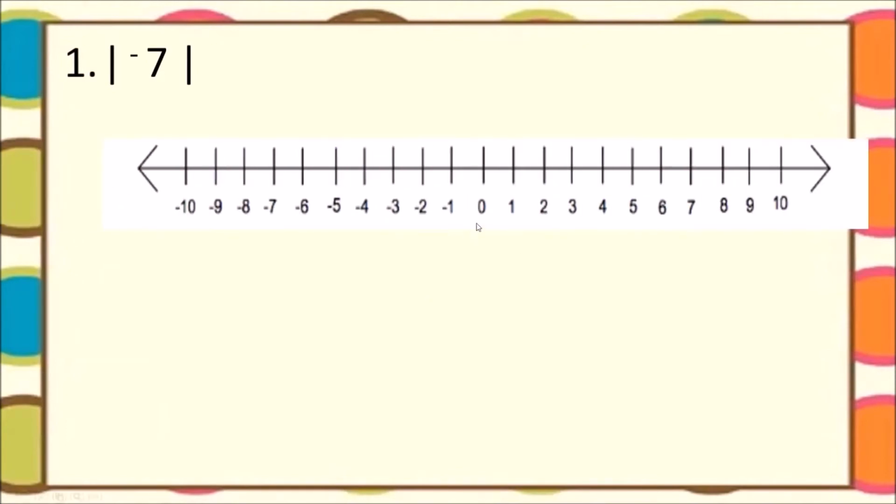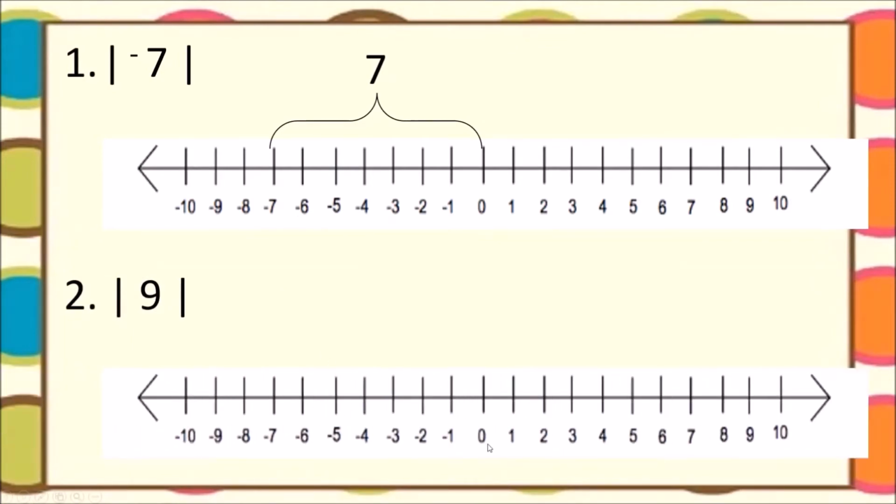Another example, absolute value of negative 7. So from the 0 origin, going to negative 7 in the negative direction. So 1, 2, 3, 4, 5, 6, 7. So absolute value of negative 7 is equal to 7. Another example is absolute value of 9. From the 0 origin, going to the positive direction of 9. So let us count 1, 2, 3, 4, 5, 6, 7, 8, 9. So absolute value of 9 is equal to 9.